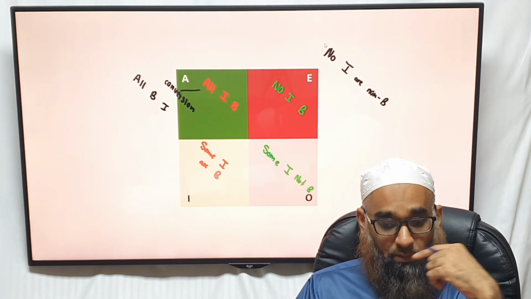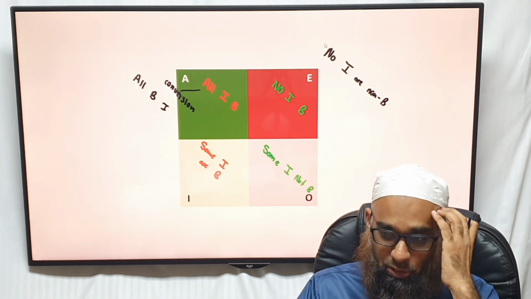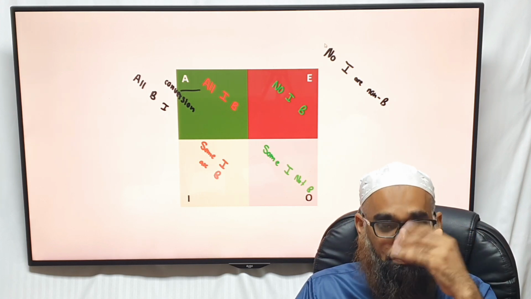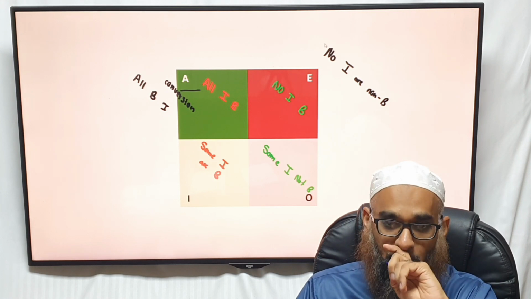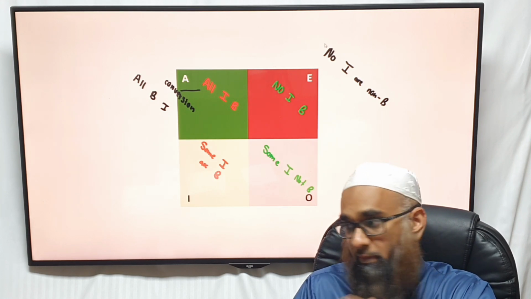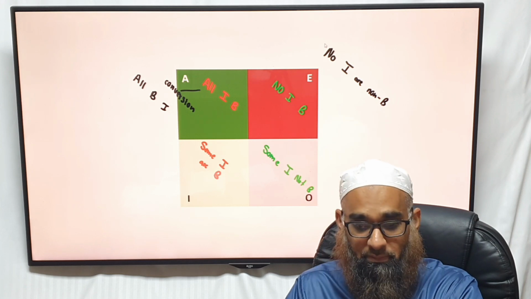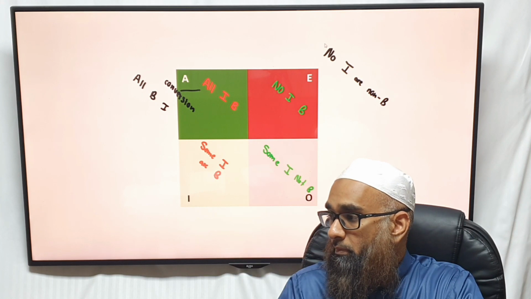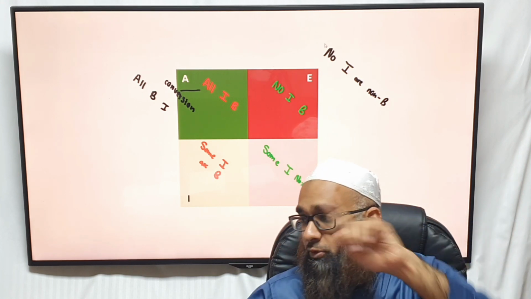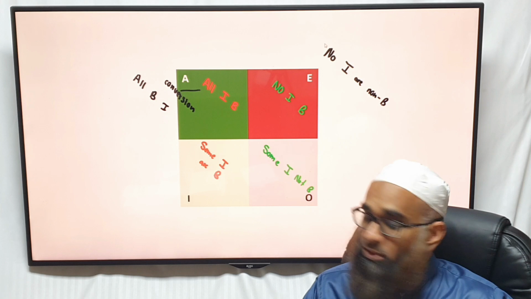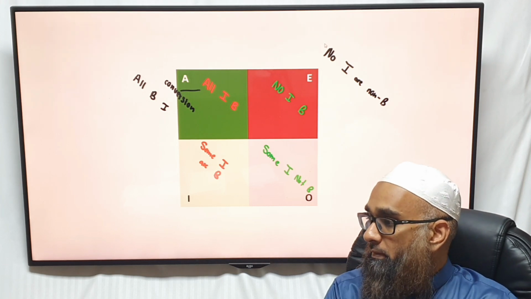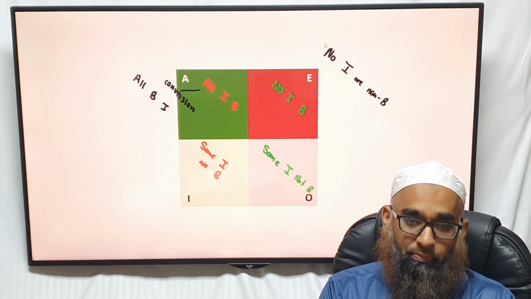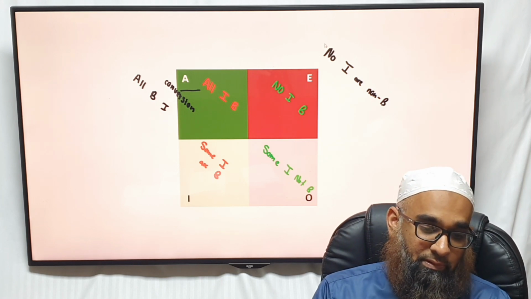Okay, can I deduce and say urine will break wudu? How? If A is correct, then I is correct. Aren't you supposed to put some? In obversion, we go across the top. In obversion, you go across and change the top. In contradiction, you have... Yes? You got it? So you're saying, if all is right, then some has to be right.